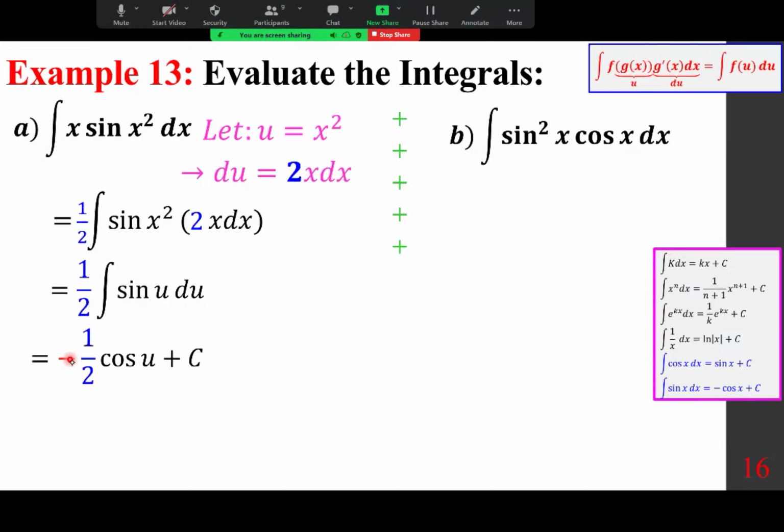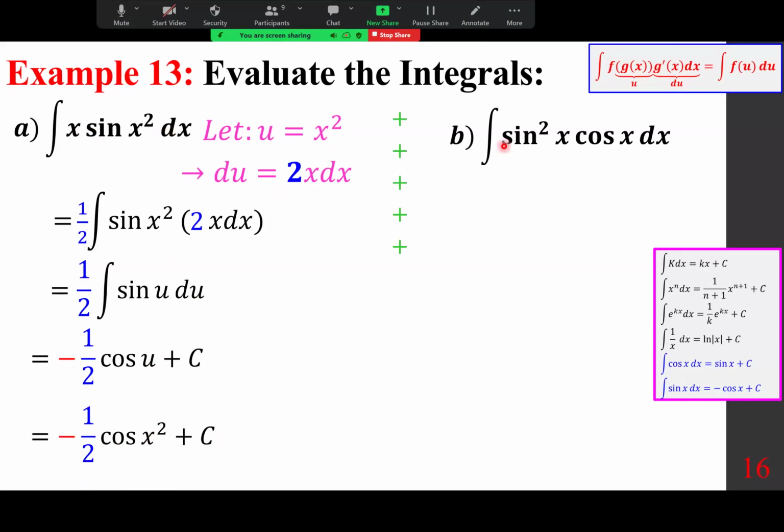And I put the negative in a different color to make sure that it's there. And replace the u with x squared. The final result is negative 1/2 cosine x squared plus a constant. If you differentiate this, you get this one without the dx.